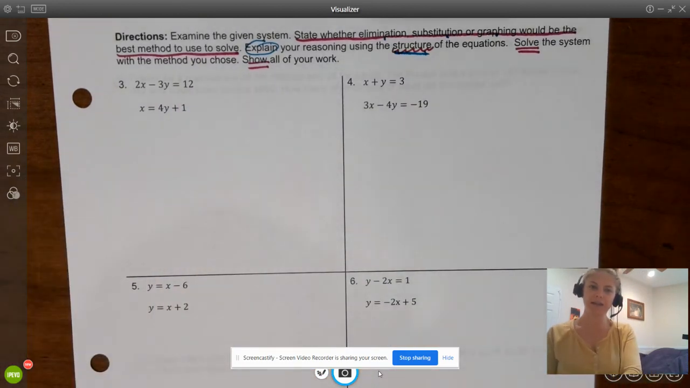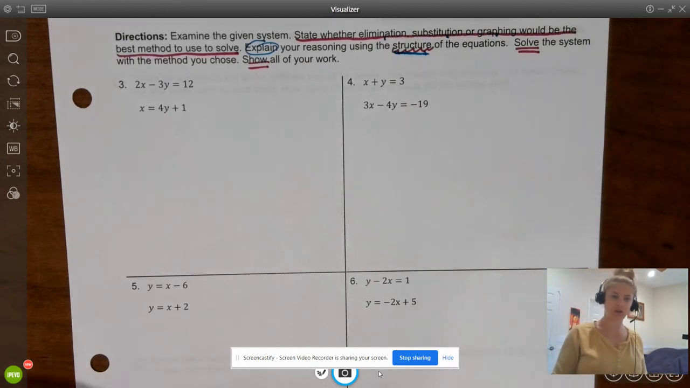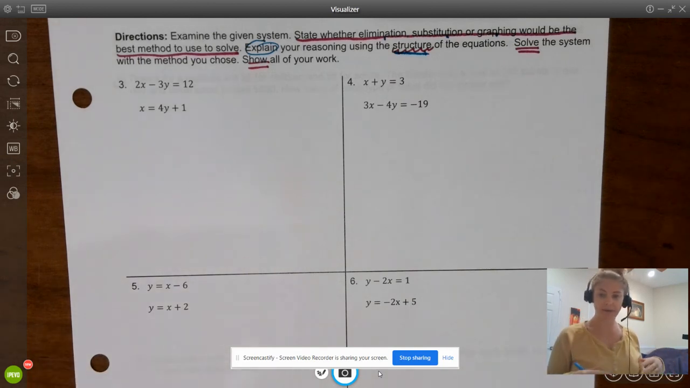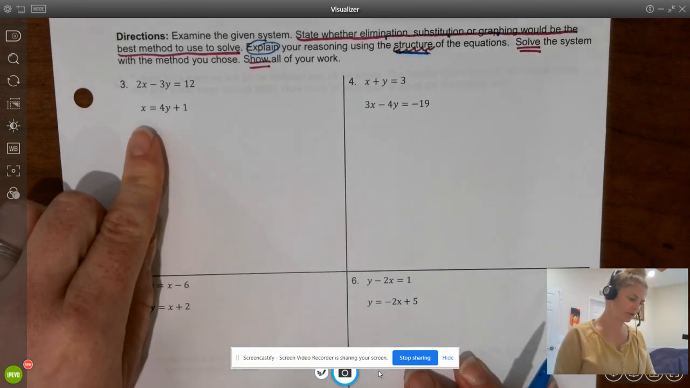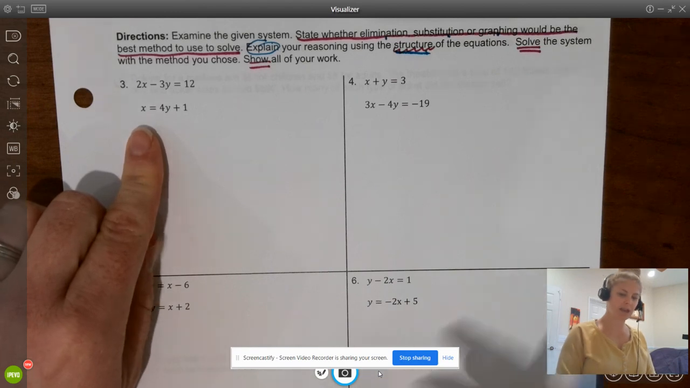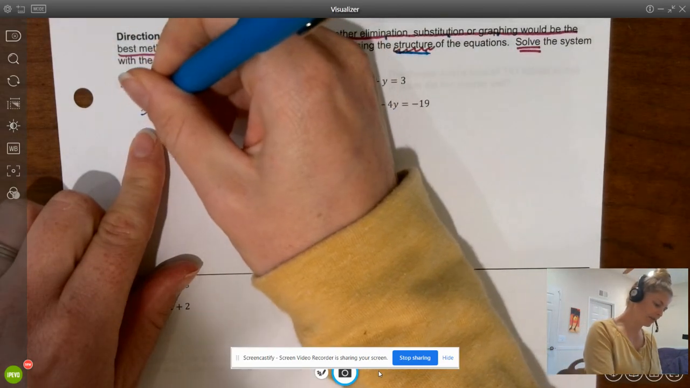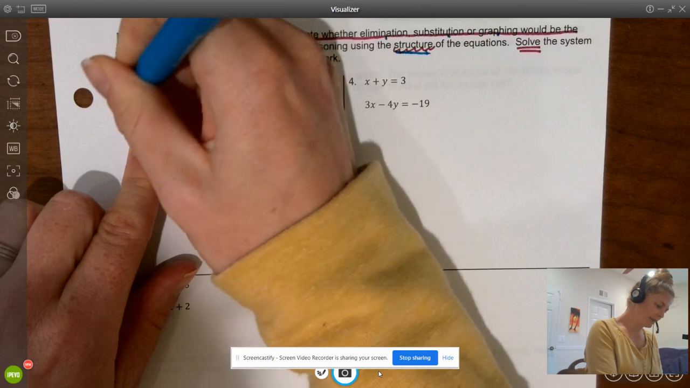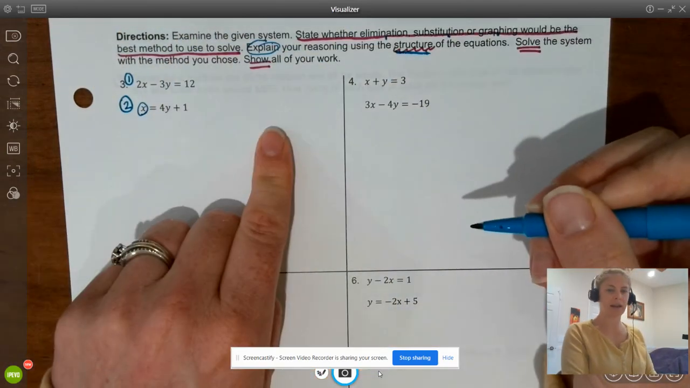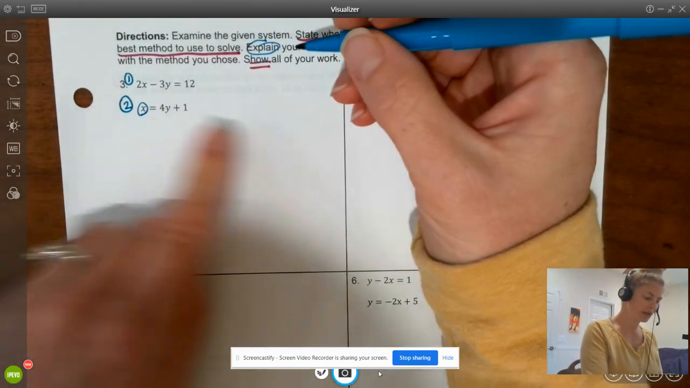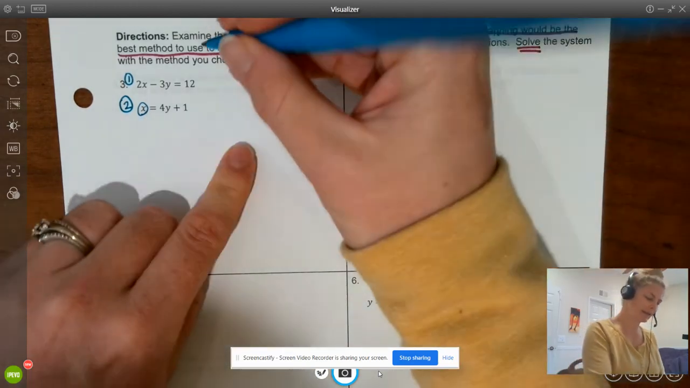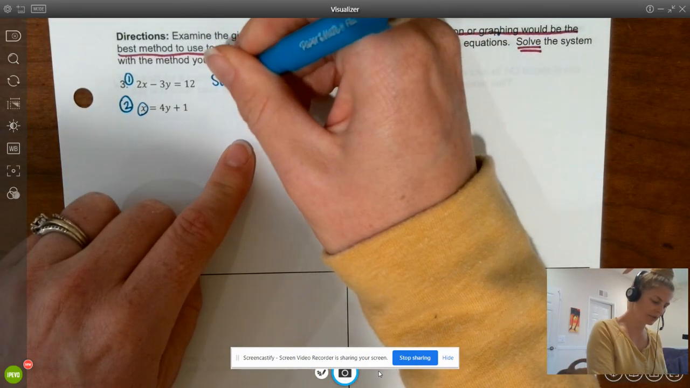So taking a look, let's go through and just pre-think about what method is most efficient. And a lot of these, you can solve them with any of the methods, but one of them is going to be a little more efficient, and we want to work smart, not hard. So let's take a look at number 3. Taking a look at number 3, I see that the x is already isolated. I am going to label these equations 1 and 2 so we can explain. So because this x is already isolated, the best method would be substitution.